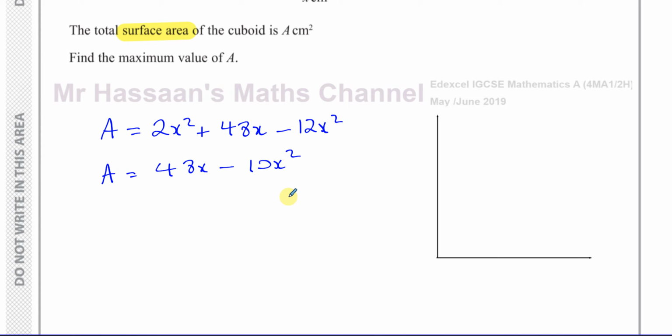It's a quadratic graph, and it will go through the origin. If this is A and this is x, when x is 0, A will be 0. So it goes through the origin, and it's a quadratic with a negative in front of the x squared term, so it's a frowny face. It will have a maximum value for A, and it's going to reach a maximum value at the place where it turns.